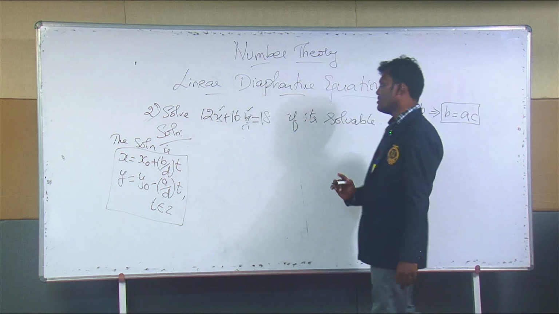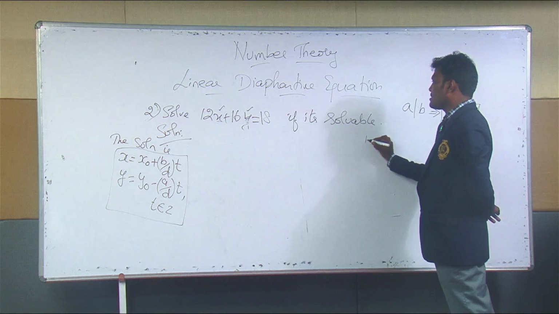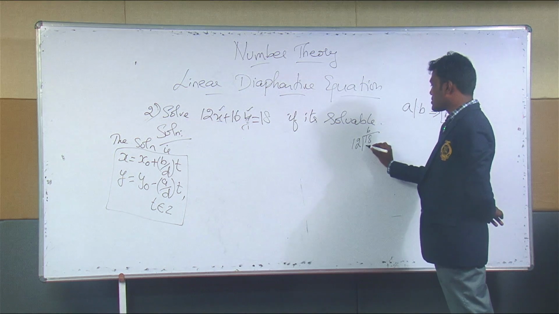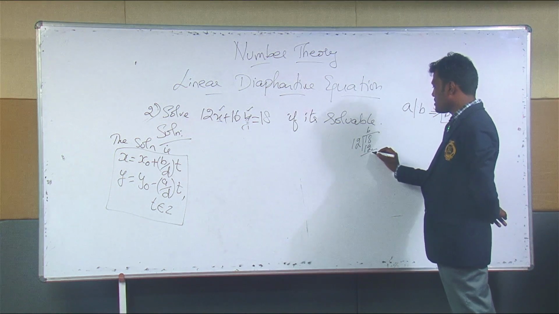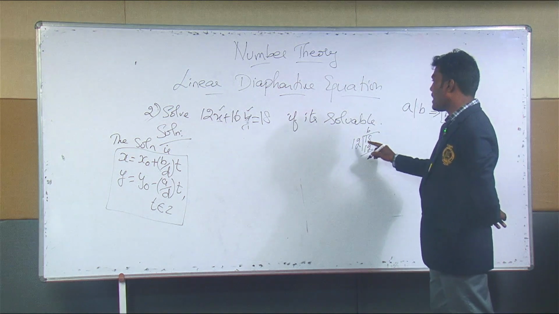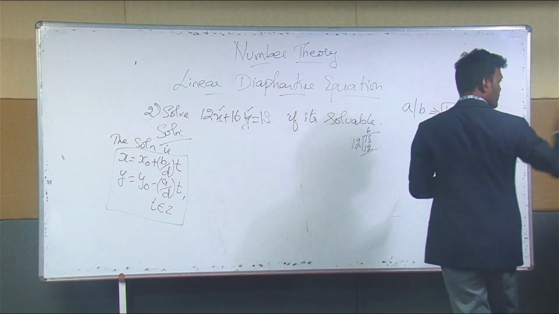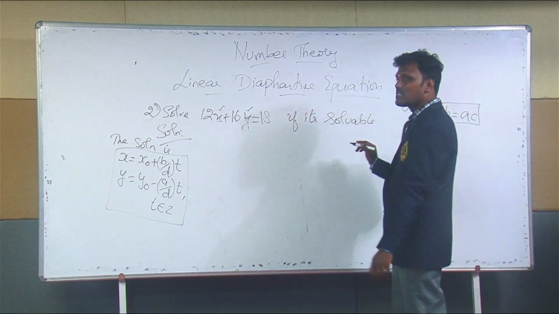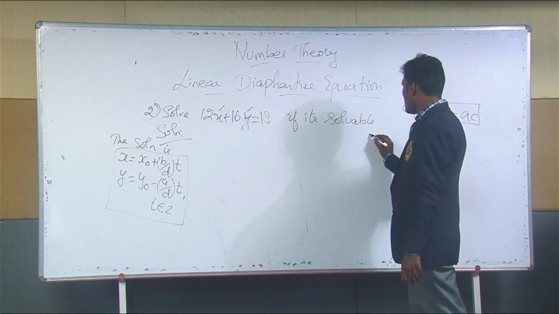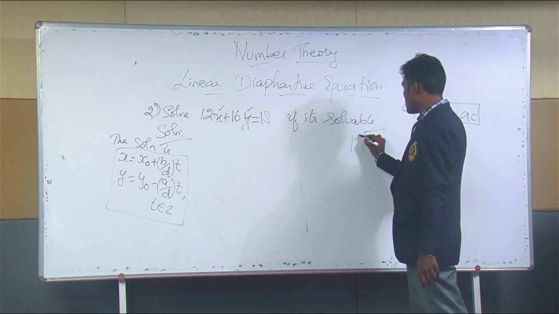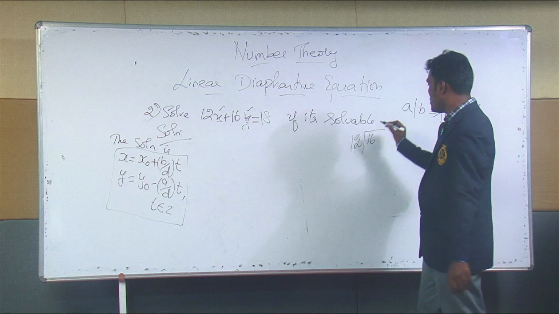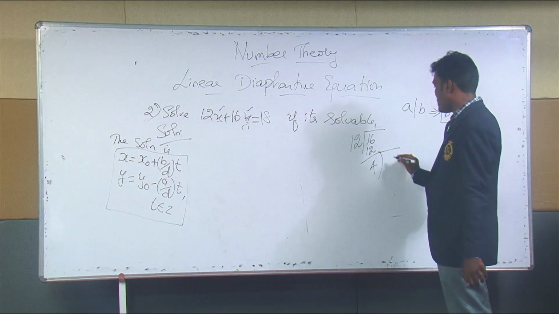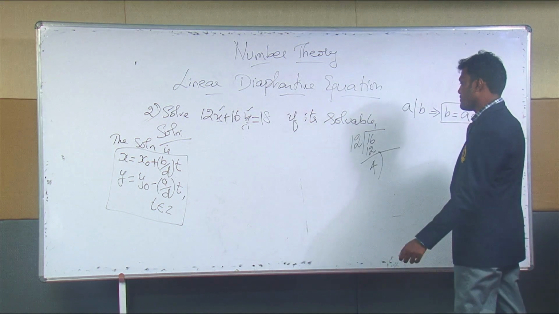So there is a general way to find the trial solution of x and y. Just find out the GCD of this. D is nothing but the GCD of a comma b, so 16 and 12. 12 into 16 is 1, remainder is 4, and then inside just express.